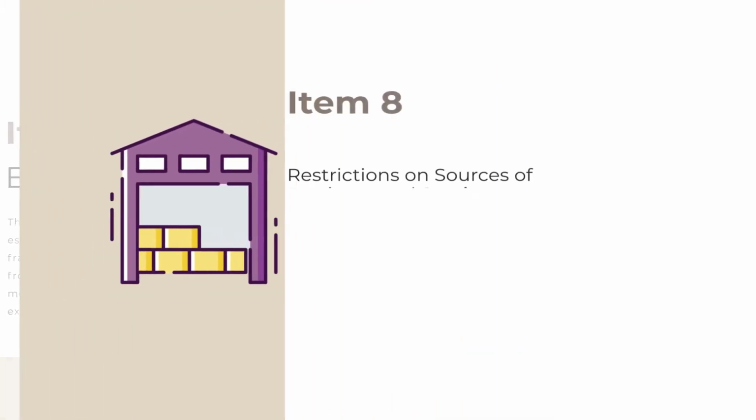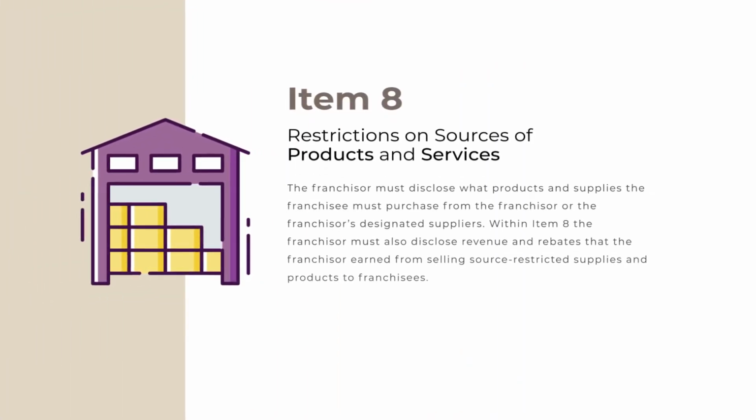Item 8 is restrictions on sources of products and services. Certain brands have certain restrictions. This is a good one to look at because you can also identify if the brand is making money off the goods that they are selling you and if you are buying them at a fair price.